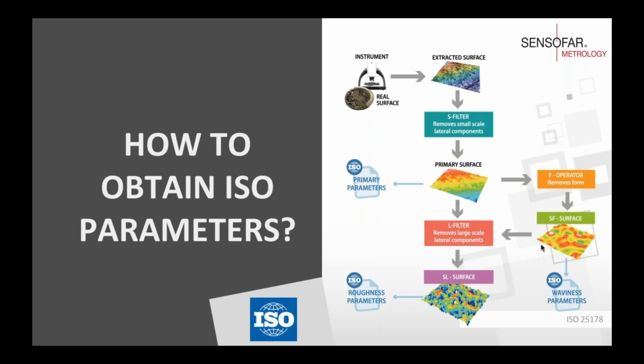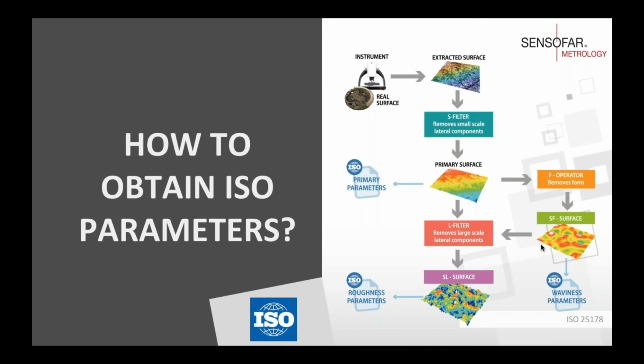paths. The first path would be to calculate the roughness parameters, which are called primary parameters. The second path would be to apply an F operator and have the SF surface. That means that we're going to only keep the wavelengths that are middle size or waviness. And we can calculate the roughness parameters out of that data set, which are going to be called waviness parameters.